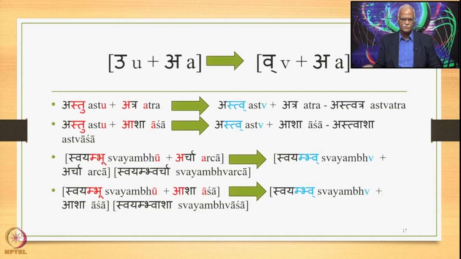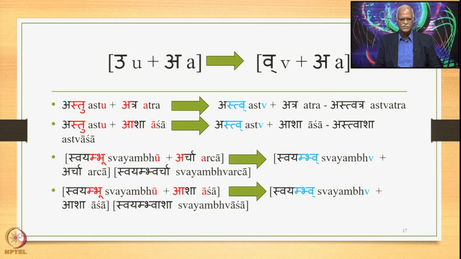Now here are the examples. So we have U plus A in the Samhita mode, and 6177 applies, and the output generated is V plus A. So we have Astu plus Atra, and once again the environments are marked with red and the substitute is marked with blue. So Astu Atra is the input, 6177 applies, and the output is Astva Atra, Astvatra.